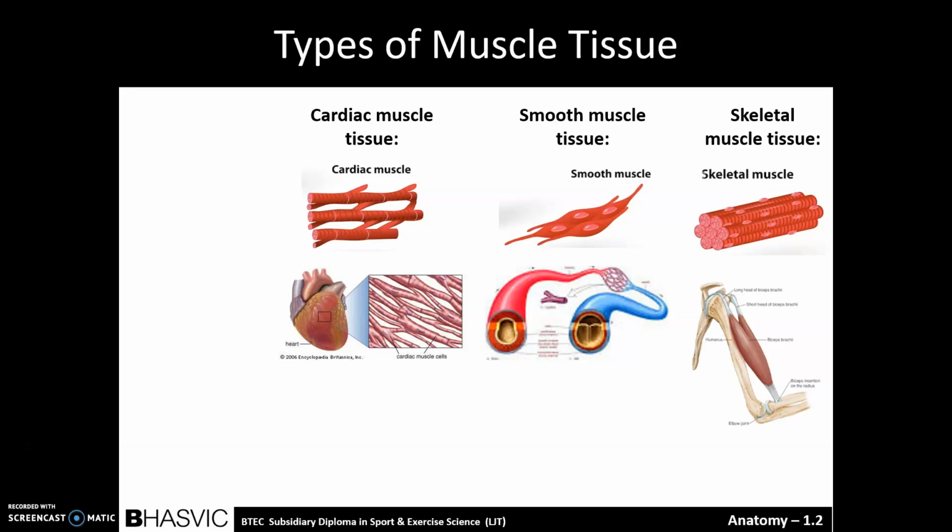Okay, so in this section we will compare and contrast types of muscle tissue. So here there are three types of muscle tissue. You've got cardiac muscle tissue, smooth muscle tissue, and skeletal muscle tissue. Now, the location of each differ.